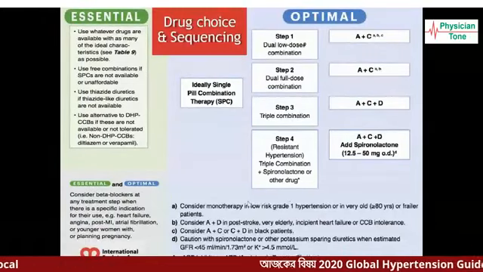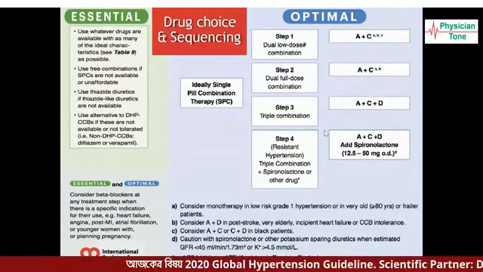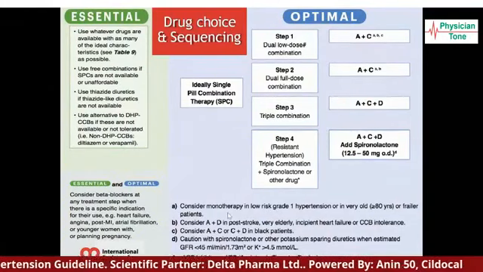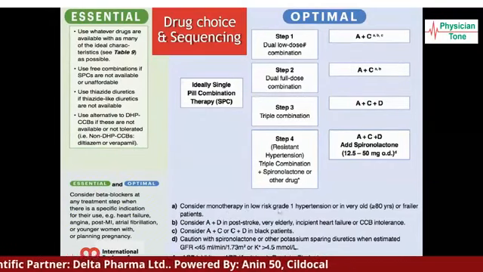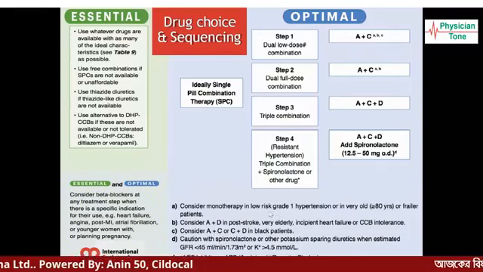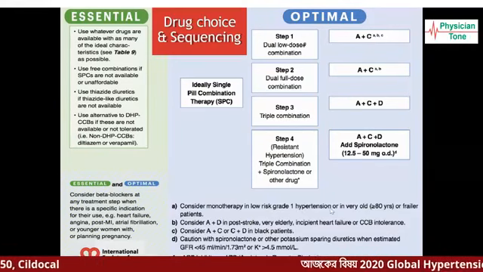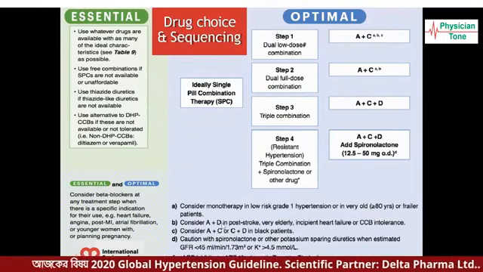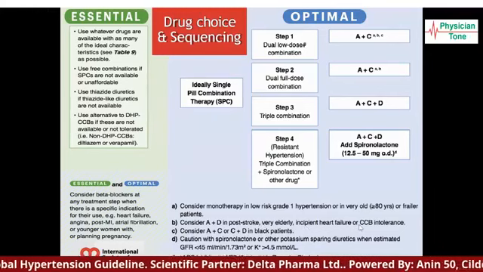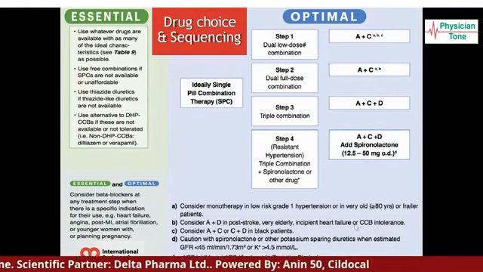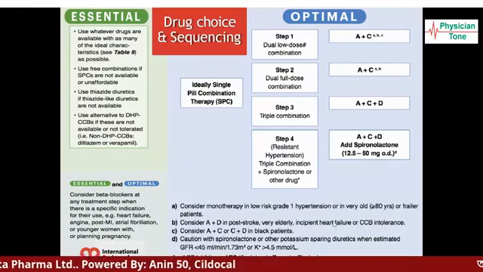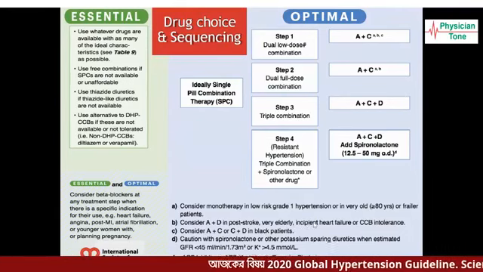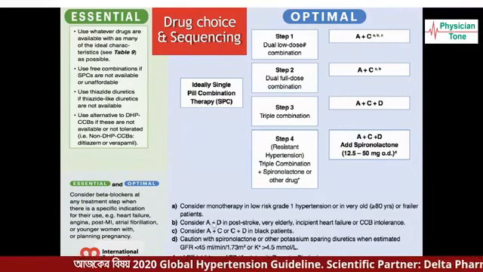Consider monotherapy, and the first step is the dual combination pill, but they also recommend to consider single therapy or one tablet in low risk grade 1 hypertension and very old patients. Consider an ACE inhibitor or ARB plus diuretics in post-stroke, very elderly and incipient heart failure patients, or in calcium channel blocker intolerance. Those patients who do not tolerate calcium channel blockers, or very elderly patients who sometimes do not tolerate calcium channel blockers, should be given an ACE inhibitor or ARB plus diuretics.